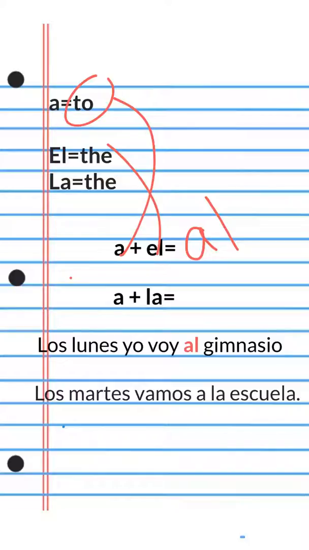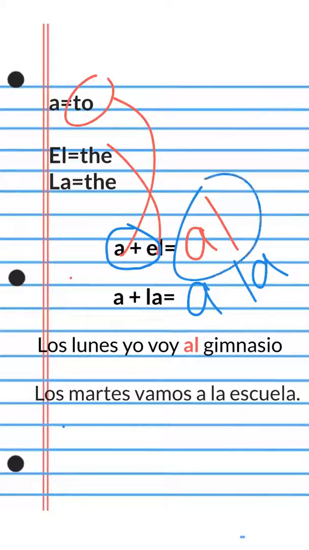Keep this in mind. If you combined a and la, it would simply be a la, two separate words, because the vowel sounds do not blend together. In the previous example, a el, if you were to say it quickly, al, it blends together and forms this new preposition. Here's an example in Spanish.